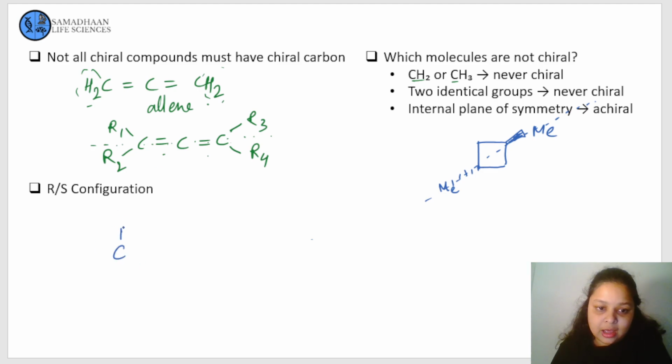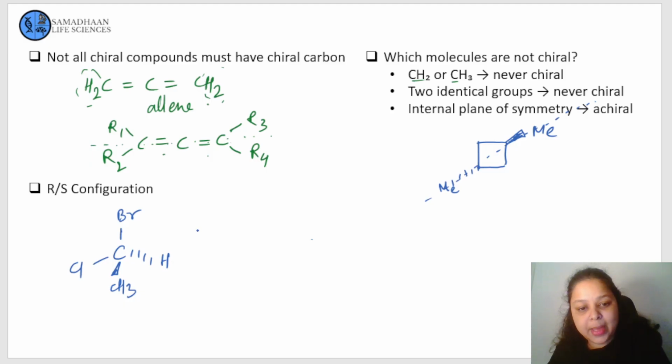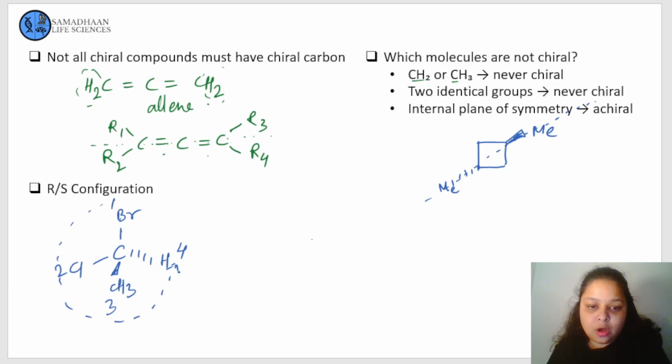So let's take a chiral carbon first. Bromine, chlorine, CH3, and in the back hydrogen. This means the CH3 methyl group is towards me and hydrogen is in the back. To name it by the configuration, first you have to identify the attached groups by their atomic number. The heaviest one is bromine. So I will put 1, 2, 3, 4 by their atomic number. If this 1, 2, 3, 4 is in anti-clockwise order, then this will be the S configuration.